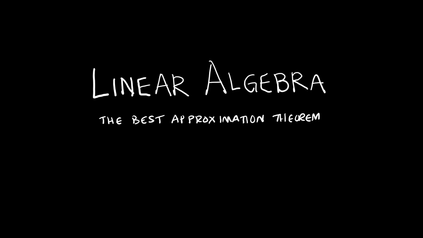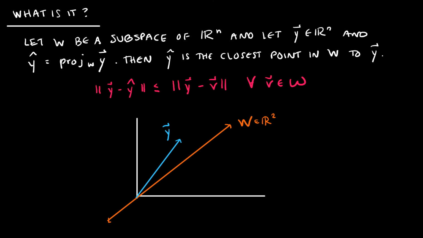Let's take a look at the other part of section 6.3, which is the best approximation theorem. What does the best approximation theorem tell us? Well, it tells us that W is a subspace of Rn, and Y is a vector in Rn, and that Y hat is the projection of Y onto W. Then Y hat is the closest point in W to Y. So here's what all of this means.